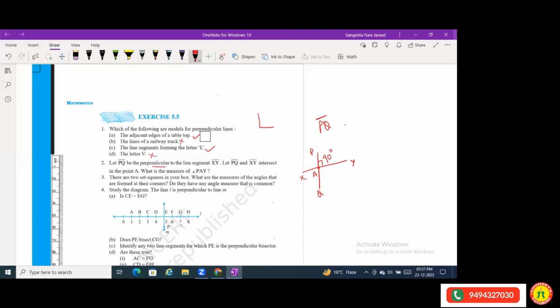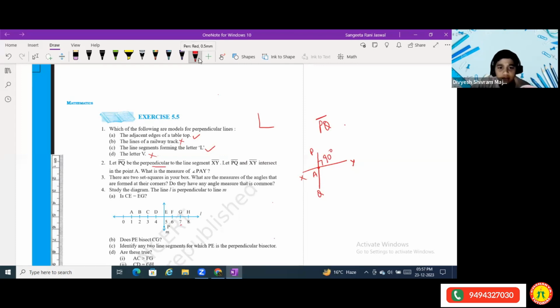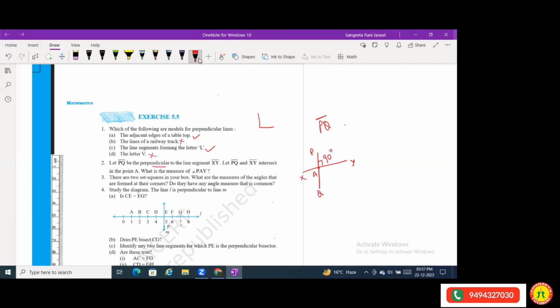The next question. Divesh, you read the next question. Okay, ma'am. There are two set squares in a box. What are the measures of the angles that are formed in the corners? Do they have any angle measure that is common? Now you must be having your geometry box with you. In your geometry box, you have two set squares, is it? What is the angle measure of the set squares? Set squares are these two triangular things you have in your geometry box.